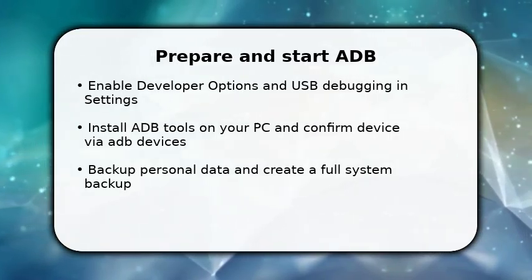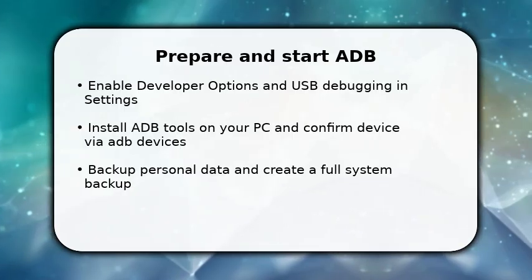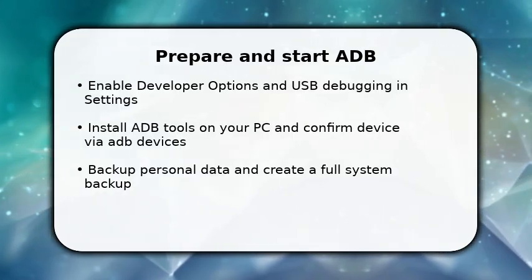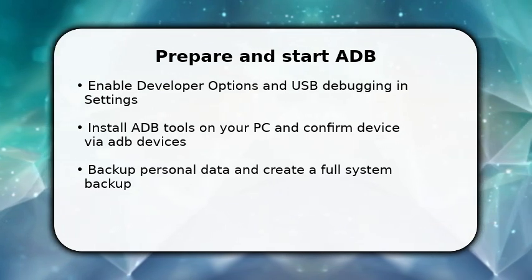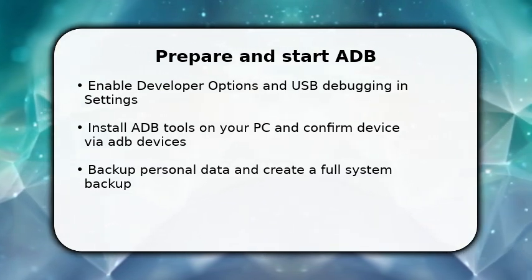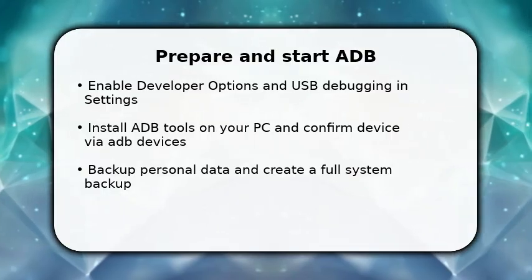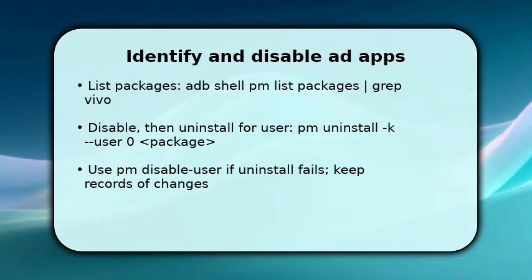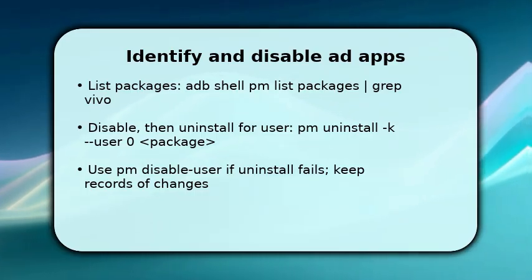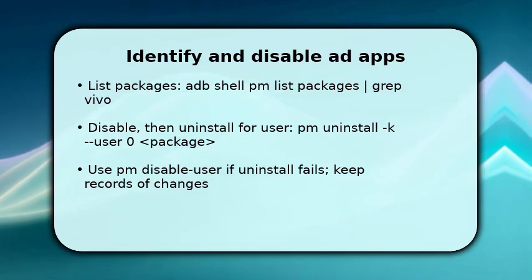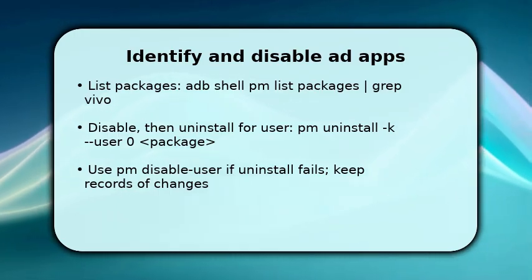Next, in settings, remove updates for the stock browser and any store apps that show ads, and be ready to run ADB commands to disable ad components immediately. You now identify ad-related packages by listing installed packages and focusing on vendor names. For example, use adb shell pm list packages and scan for Vivo/ad keywords. Once you find candidates, disable them first to test.